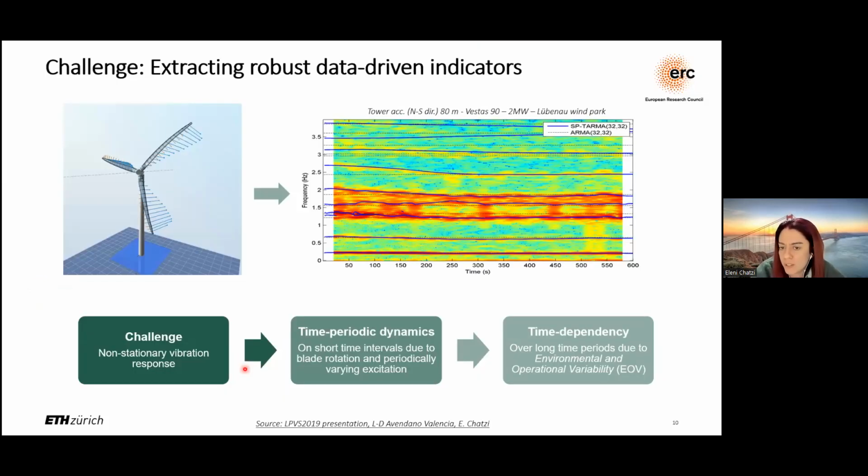So I'm going to give you here such an example using a wind energy structure, a wind turbine. And here I'm showing you actually the spectrum of the response. This is the dynamic response of such a turbine, an actual turbine that we have been monitoring in Germany. And you see here the spectrum of the acceleration at the top of the tower.